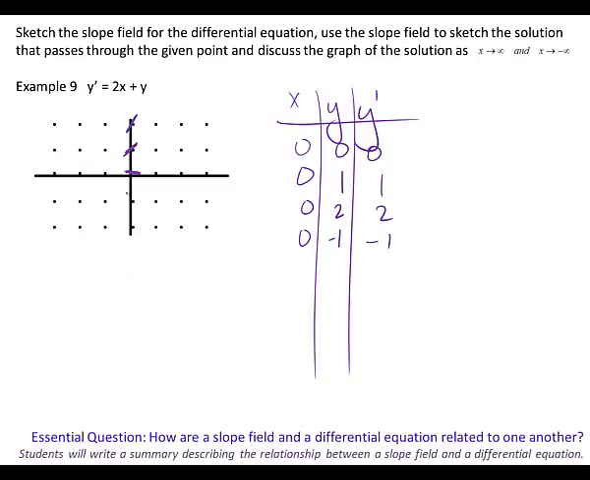Negative 1. So it looks like it's doing the same thing but opposite going down, right? All right, let's see what happens if I put in the 1 row. If I put in 1, 0, what do I get? A slope of 2. Okay. All right, if I put in 2, 0, what do I get? 4. So it looks like as I go up and as I go down, let's go the opposite direction.